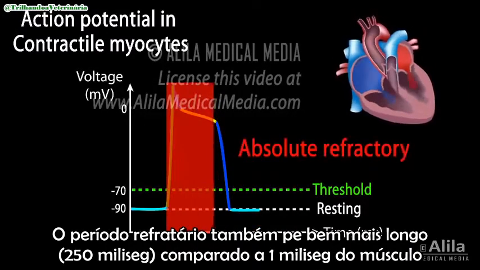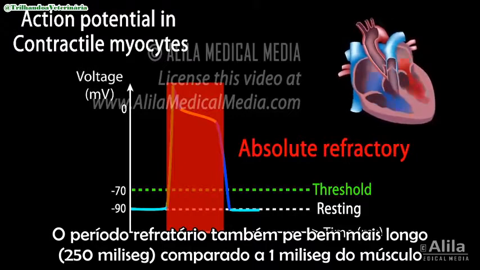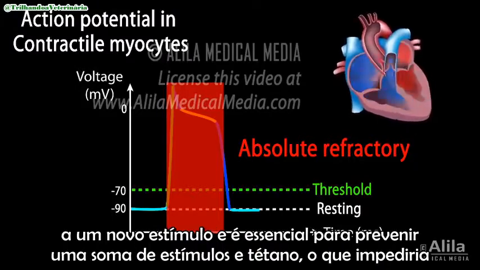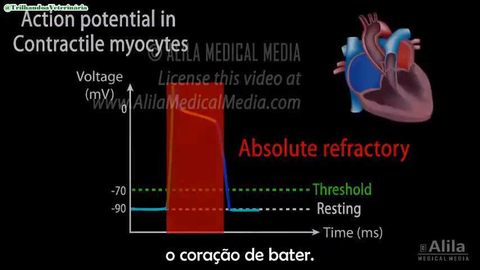The absolute refractory period is also much longer, 250 milliseconds compared to 1 millisecond in skeletal muscle. This long refractory period is to make sure the muscle has relaxed before it can respond to a new stimulus, and is essential in preventing summation and tetanus, which would stop the heart from beating.